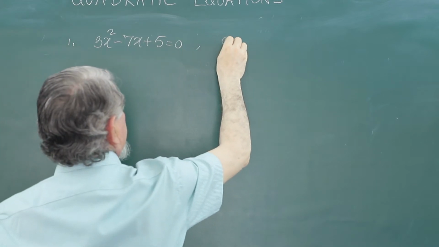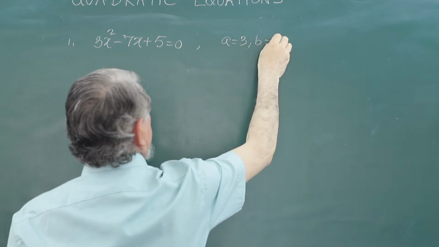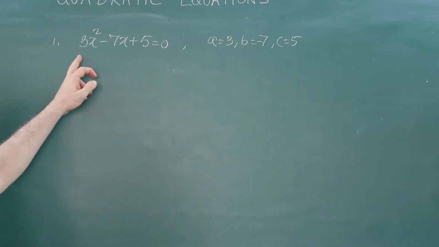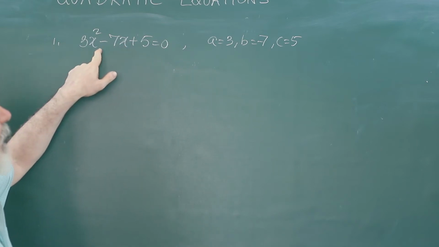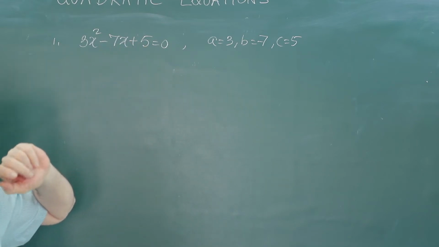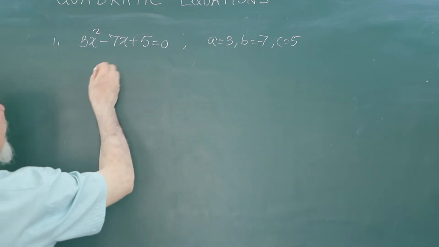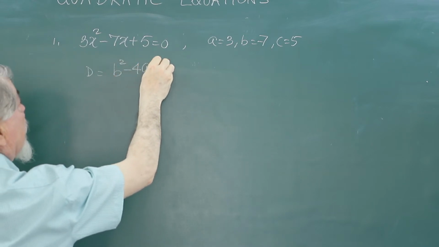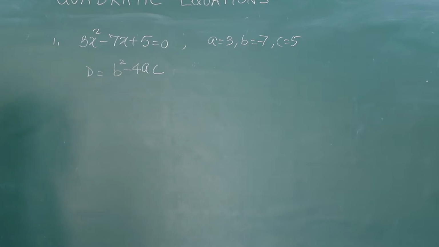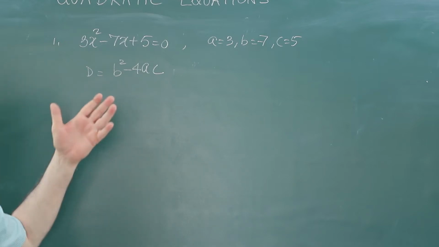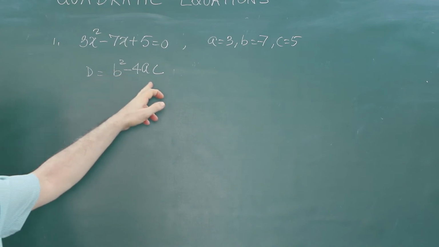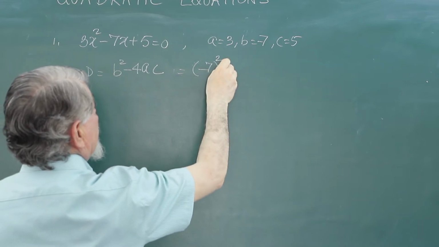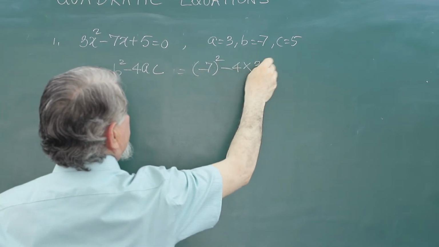Now a is 3, b is minus 7 and c is 5. A is the coefficient of x squared, b is the coefficient of x, which is minus 7, and c is the absolute term, which is 5. Now I'll calculate the d, which is b square minus 4ac, because that is the term which decides the nature of the root. The whole game of the nature of root will depend only on the value b square minus 4ac. So it is minus 7 whole square minus 4 into 3 into 5.